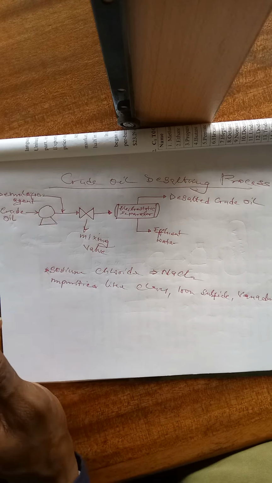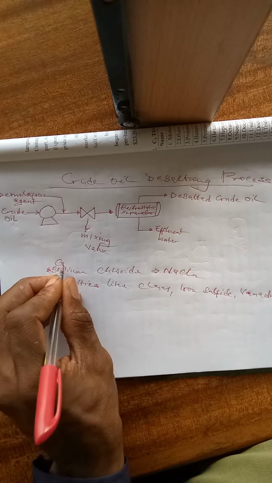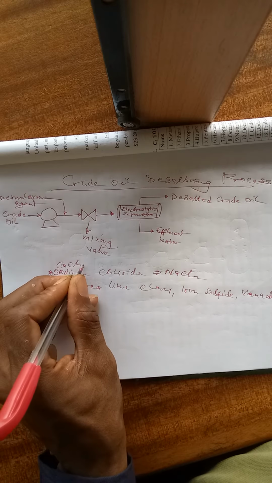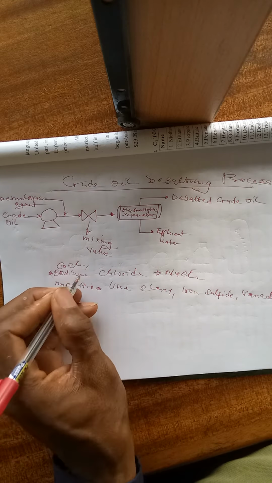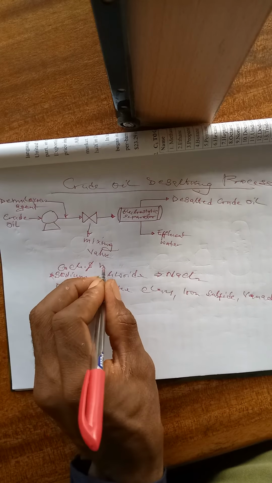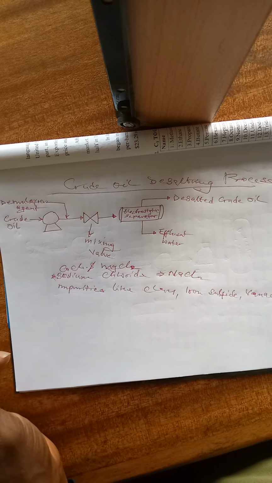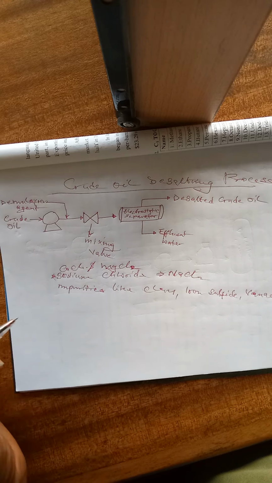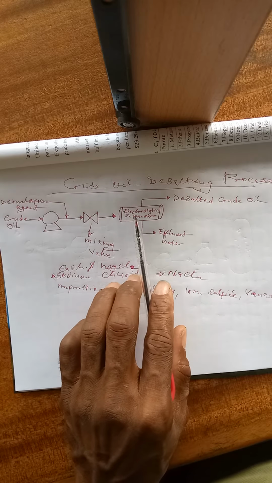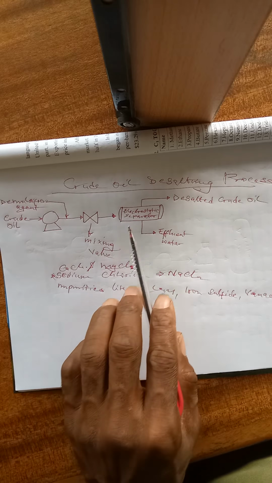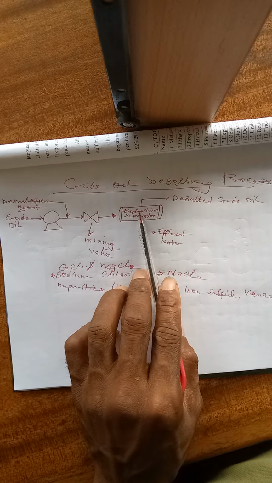Now, furthermore, there are other salts present, like calcium chloride. We also have, as I said, magnesium chloride also present. So all of this needs to be removed, and that is taken care of, especially the salt, by the desalter. So that is what we have.